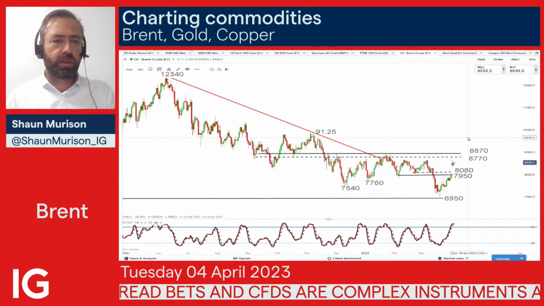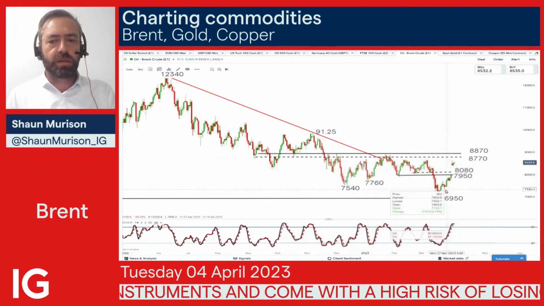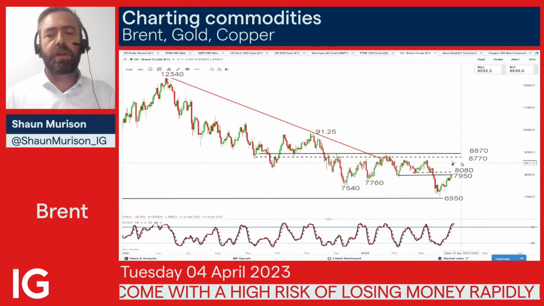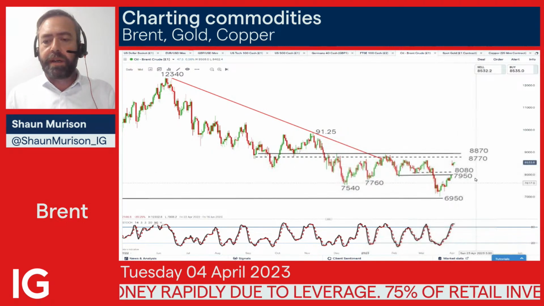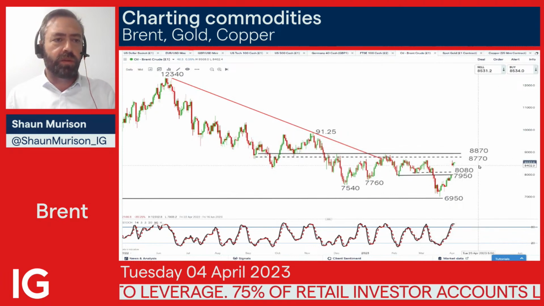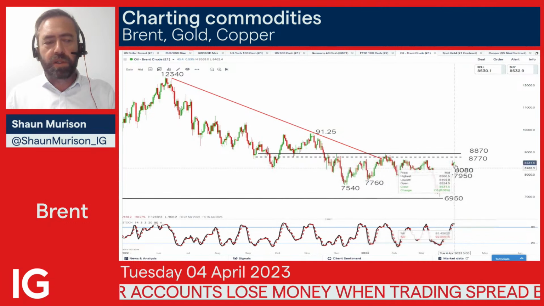Our view is still what it was previously, though, that the longer term trend is down, despite what we're seeing in this rally, probably some short squeeze in the market right now. We are still backing that longer term downtrend, provided that this 88.70 level remains resistance. Doesn't mean that we should be short just yet.